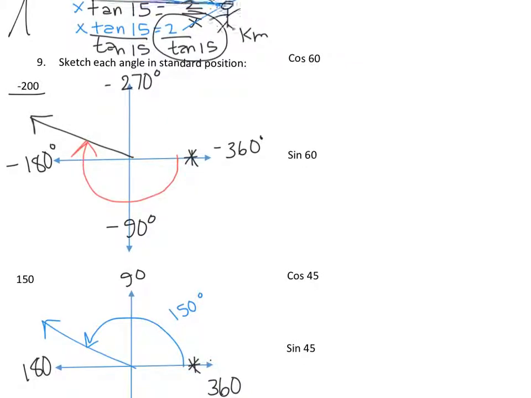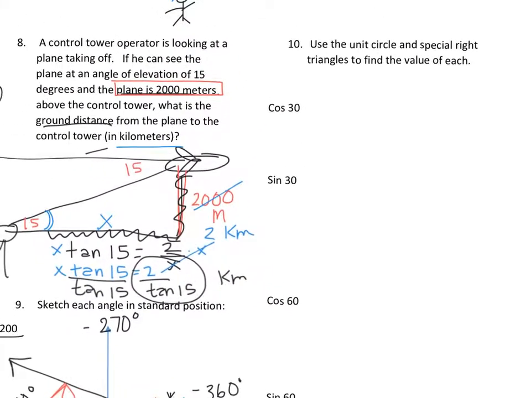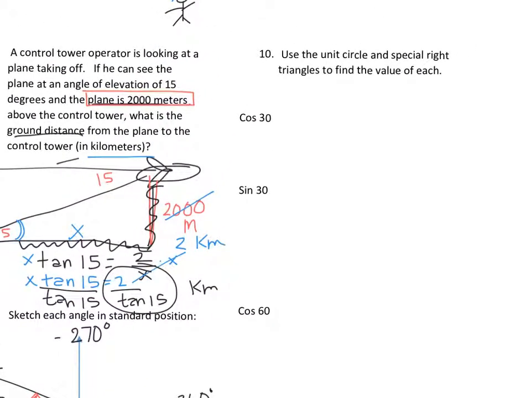And the last part, use the unit circle. You want to draw the unit circle and special right triangles. Remember our special right triangles that we had. Oops, I didn't leave myself enough room. 45, 45, 90 is 1, 1, root 2. 30, 60, 90 is 1, root 3, 2.